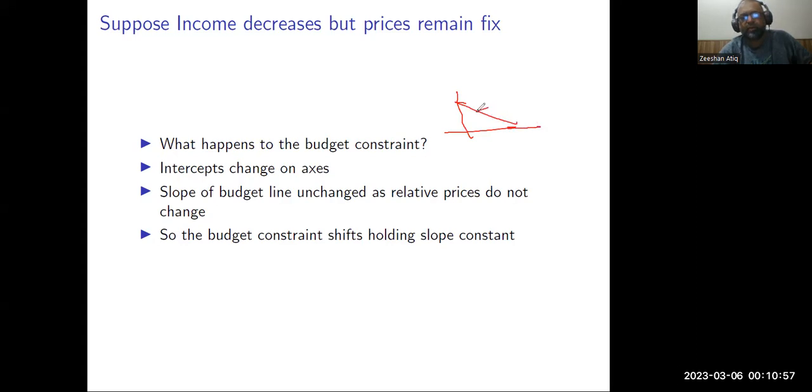If your income doubles, now you can afford more of good X and more of good Y. Similarly, if a person's income falls, the consumption he can make of both goods falls, so his budget line shifts inwards. The intercepts change on the x-axis and y-axis, but the slope does not change, because the income is changing while the relative prices of the two goods are the same. So this is what happens.